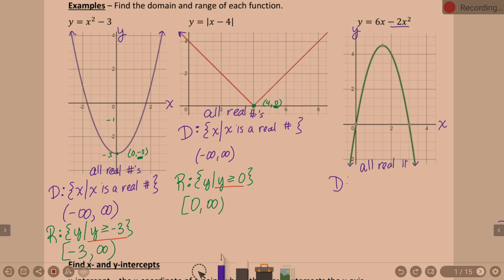You could say all real numbers. You could use the fancy set notation that says x, such that x is a real number. Or we could use interval notation that says, okay, it's going infinitely left, so negative infinity, to infinitely right, which is positive infinity.